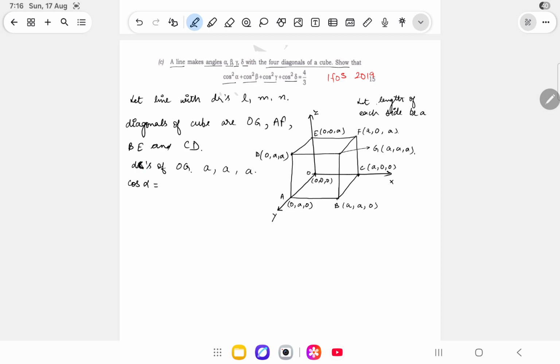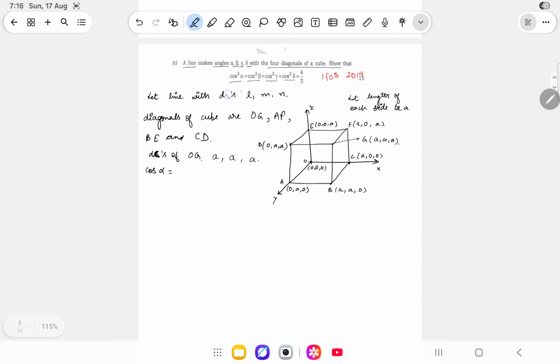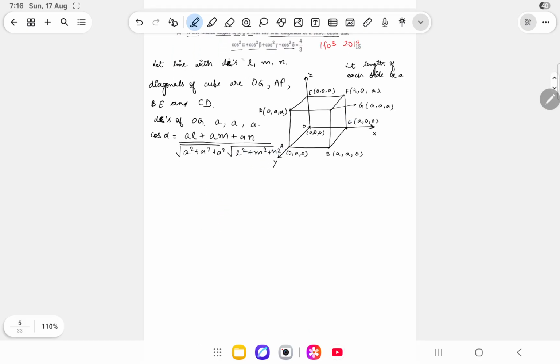Here the line's direction cosines are L, M, N. So we can calculate cos alpha as AL plus AM plus AN divided by under root A square plus A square plus A square, under root L square plus M square plus N square, which is equivalent to AL plus AM plus AN upon under root 3A square under root L square plus M square plus N square, which is further equivalent to L plus M plus N upon under root 3 under root L square plus M square plus N square. Likewise, we can calculate the angle with the other diagonals as well.